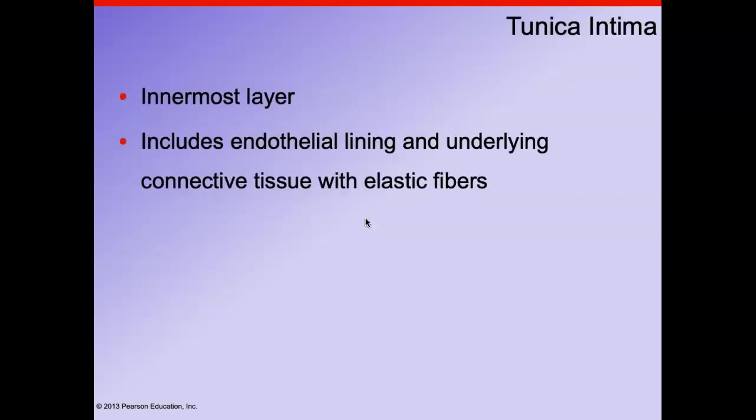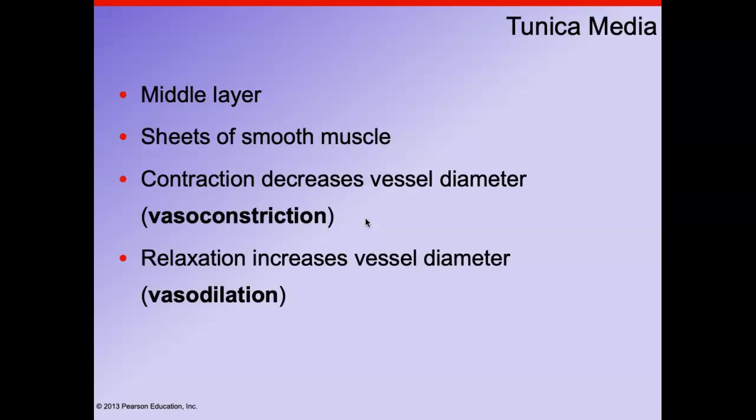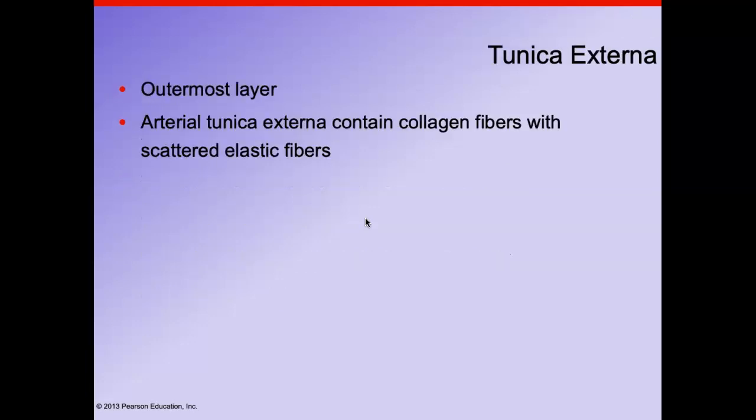The innermost layer is a single layer of simple squamous epithelium with underlying connective tissue and elastic fibers. The middle layer is muscle, so that it can increase vessel diameter, which is called vasodilation, or decrease vessel diameter, called vasoconstriction. And then the outermost layer is elastic and collagen for a very tough external layer, the tunica externa.